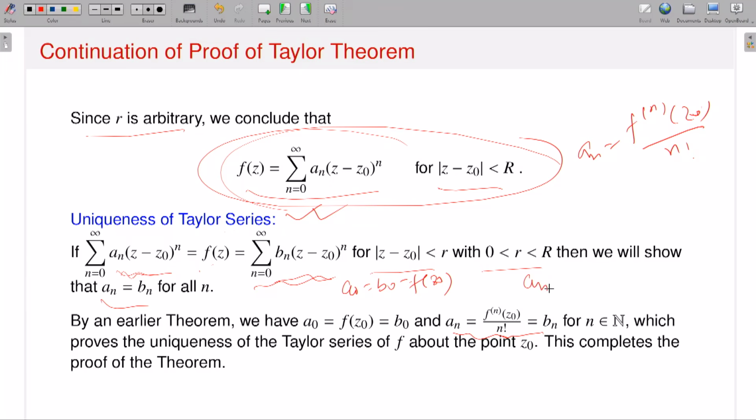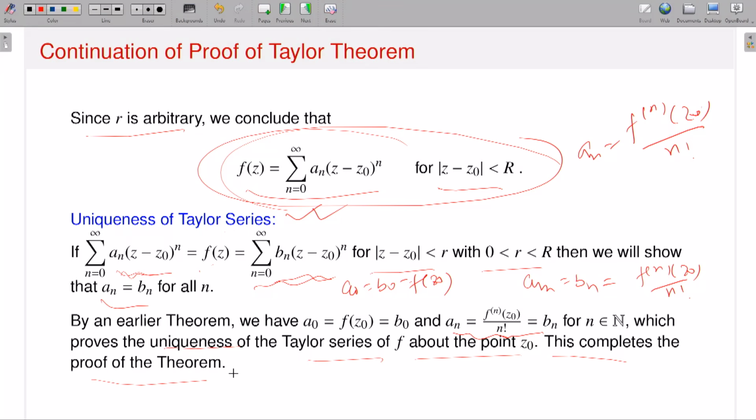And for the other coefficients a_n and b_n, these two are the same, because I can write my coefficients in terms of the sum function, which is nothing but the nth derivative of f at z naught divided by factorial n. So therefore I will have a_n equal to b_n for all n. So therefore the Taylor series of f around the point z naught is unique, and this completes the proof of the theorem. Okay, so this is a very wonderful theorem, and a very fine theorem.